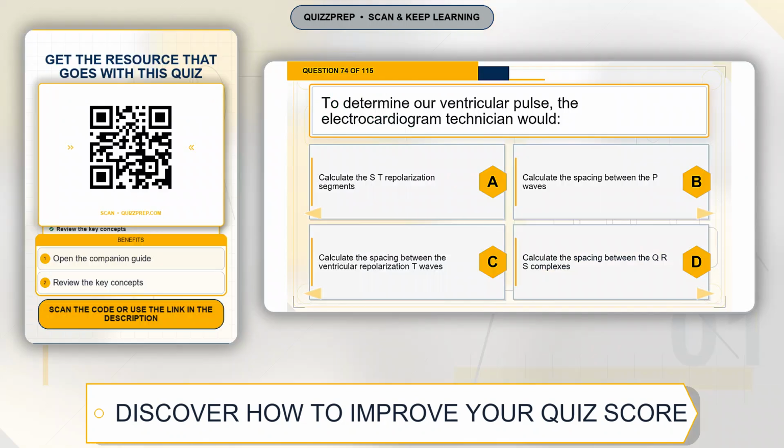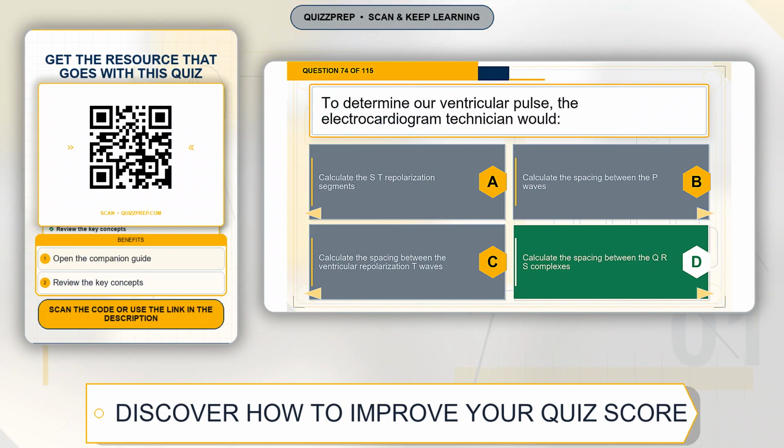Question 74. To determine the ventricular rate, the electrocardiogram technician would: Option A, calculate the ST repolarization segments. Option B, calculate the spacing between the P waves. Option C, calculate the spacing between the ventricular repolarization T waves. Option D, calculate the spacing between the QRS complexes. The correct answer is option D, calculate the spacing between the QRS complexes.